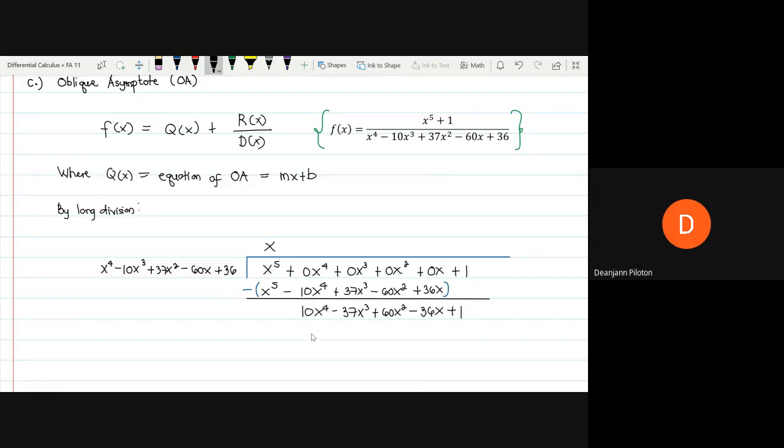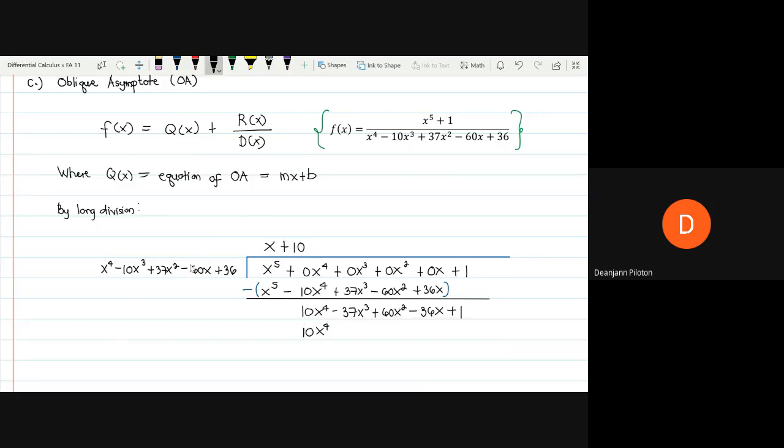Next, after we get this result, what we do is repeat the step. Like earlier, the first step is to divide the first term by the first term of the denominator. So in this result, look at the first term, which is 10x raised to 4. Divide it by x raised to 4. The result is positive 10, so plus 10. Then we distribute, so we have 10x raised to 4.